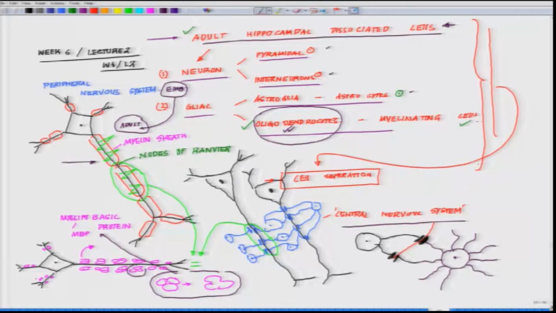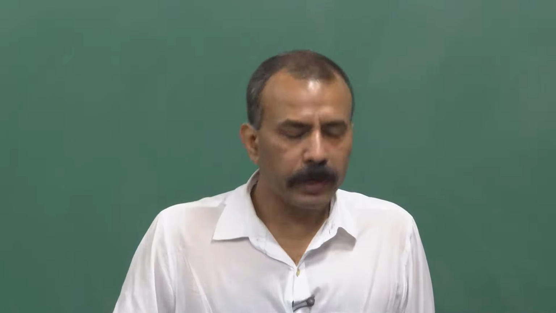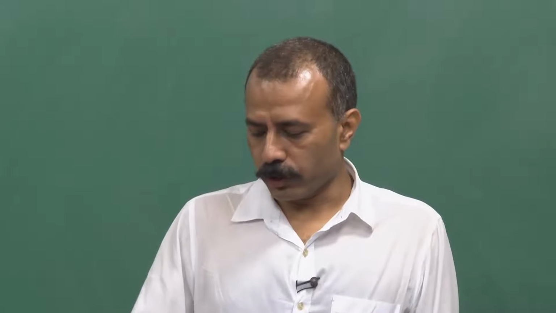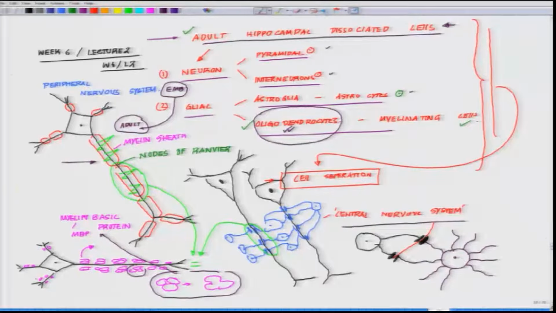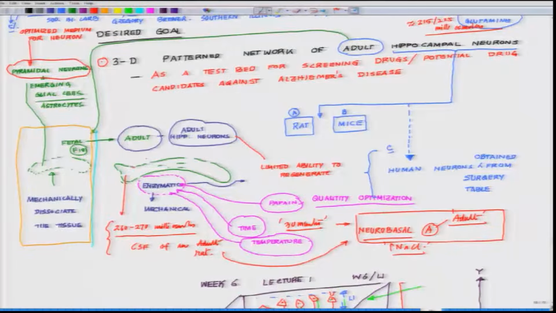Understanding the myelination. So, you have adult hippocampal dissociated cells, you have pyramidal cells, you have interneurons, you have astroglia, you have oligodendrocytes. Now how can one separate these cells out when you get an adult tissue? This is where we started, right. So, this is what you are going to get. A piece of tissue which is the hippocampal neuron.